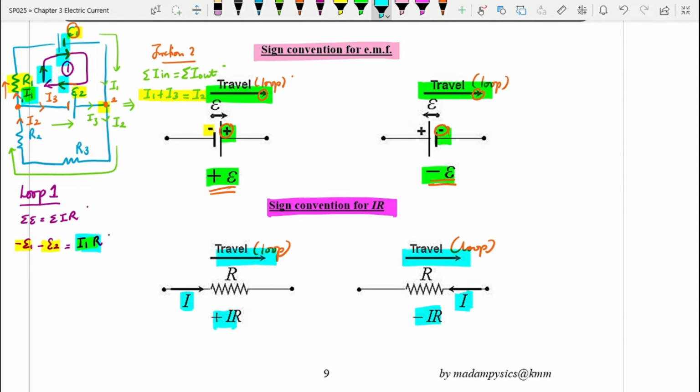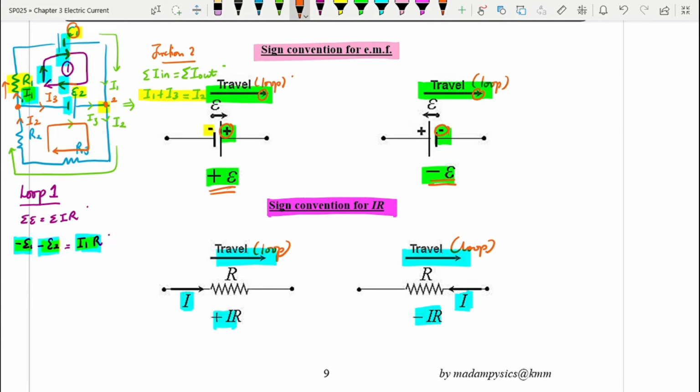Yang ni pula bahagian bawah, loop kita ke kiri, towards negative terminal pun sama, kita akan dapatkan dia negatif. Okay, so itu untuk loop 1. Right, kalau loop 2 pula macam mana? Okay, loop 2 kita buat sendiri, clockwise atau anti-clockwise. Dalam kes ni saya nak buat loop saya seperti ini.